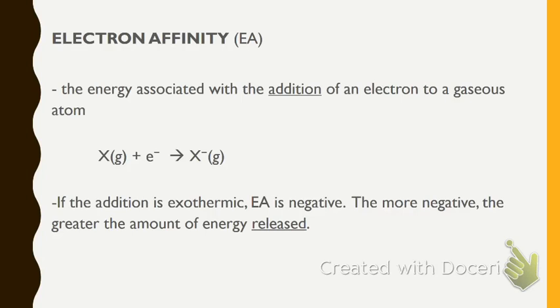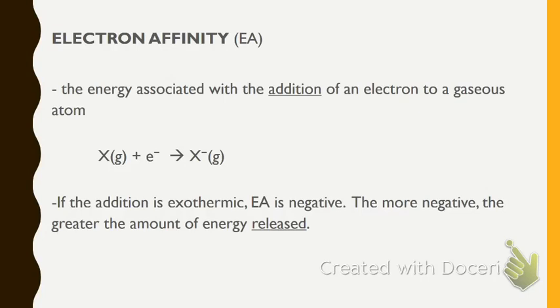Electron affinity is the opposite of ionization energy. Ionization energy was the energy required to remove. Electron affinity is the energy associated with the addition of an electron to a gaseous atom. So it looks like this. Okay, it looks the opposite. We've got the electron, we're adding it, so it's a reactant, and then we're going to make a negative product. If the addition is exothermic, the EA is negative. So these you have to think a little bit backwards. If it's a large electron affinity, it's going to be a large negative number because it's releasing that energy whenever you add the electron.